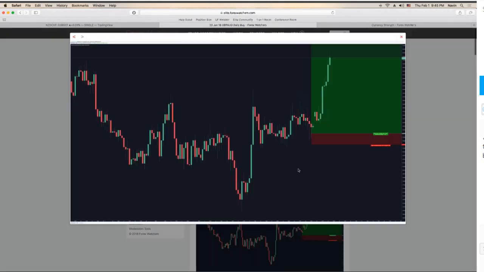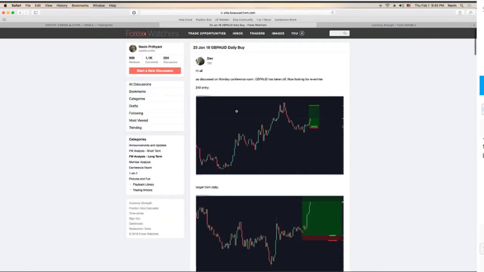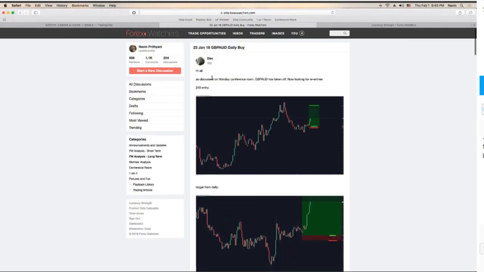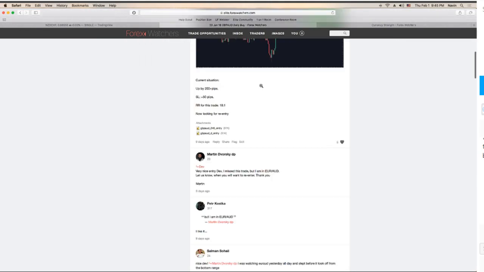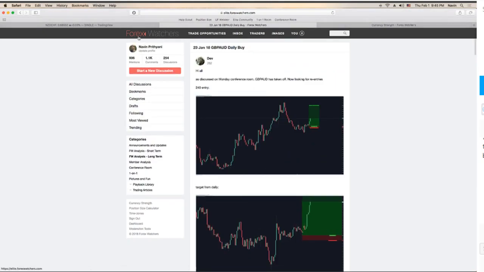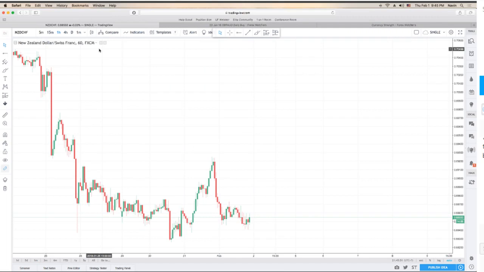So long-term looks at this chart that he's looking at is 240. I know it's a little bit tiny to see, but that's 240 there, which is 4 hours. But he's coming from a higher picture. Let's see here. Looking for re-entries, and so on. He's basically weekly, daily.